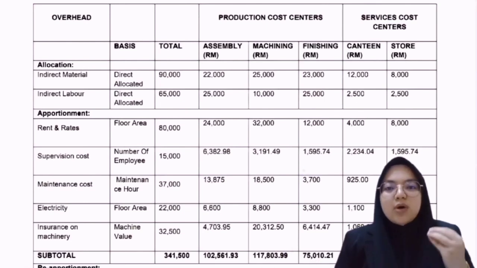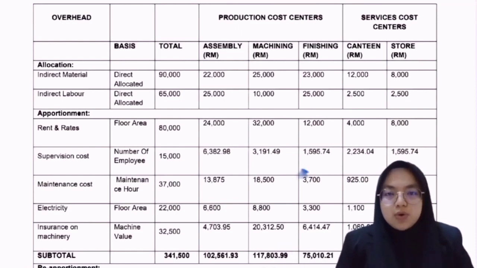Firstly, we need to identify the basis first. For example, for rent and rates, the basis is the floor area. So, to find the apportionment for the assembly, we need to take the value from the basis, which is 15,000, divided by the total basis, which is 50,000. Then multiply the total budgeted overhead, which is 80,000 ringgit. And the same goes for the calculation of other departments and basis.